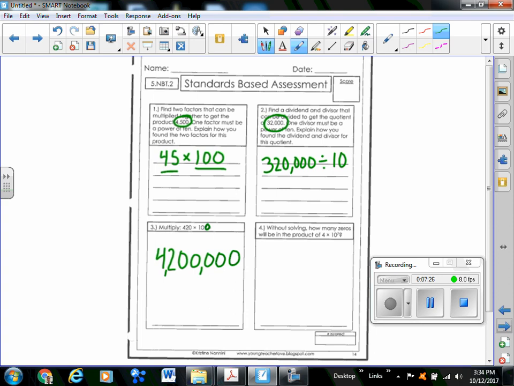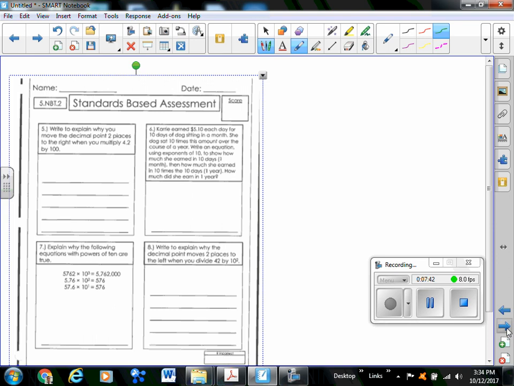Without solving, how many zeros will be in the product of 4 times 10 to the 7th? The exponent's a 7. That means there's going to be 7 zeros. Number 5, 6, 7, and 8.